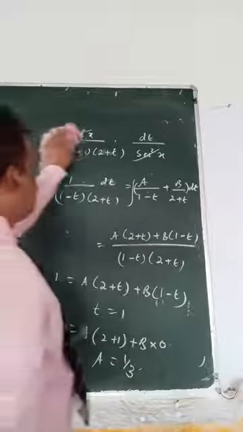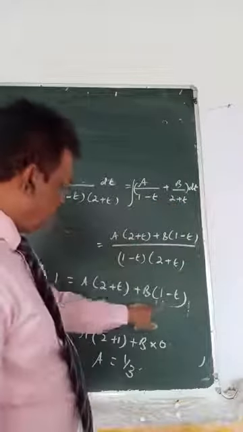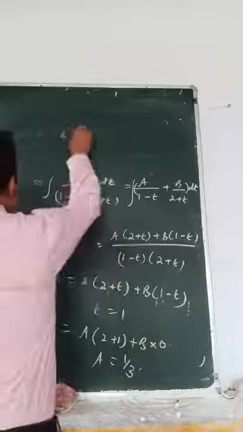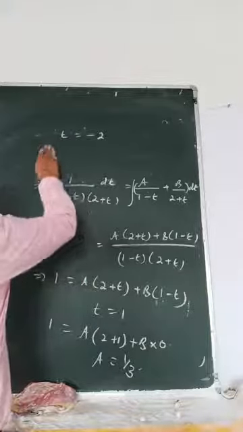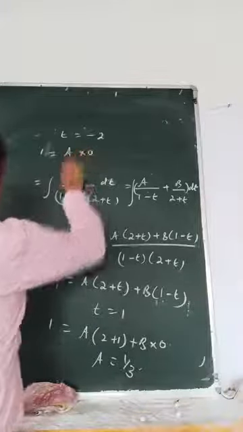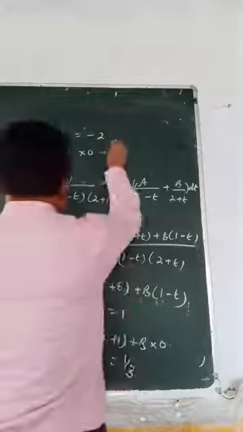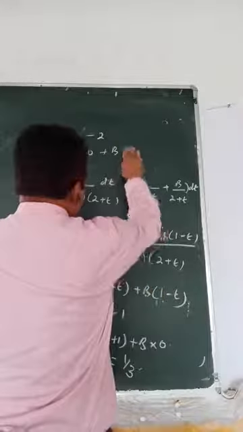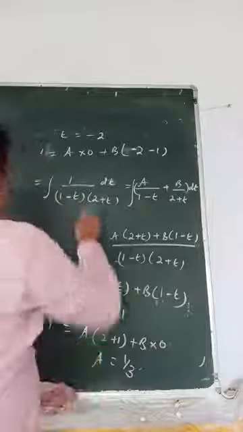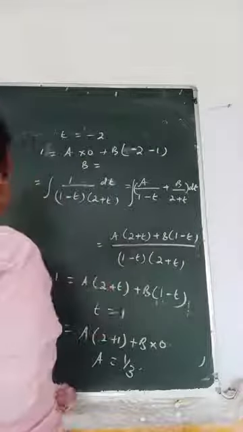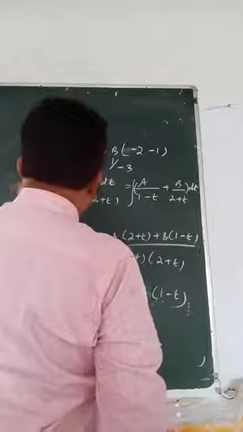Okay, then what is next? Now put t equals minus 2. So 1 equals a into 0, because if I put minus 2, this will be 0. This will be b into minus 2 minus 1. So b equals 1 by minus 3.